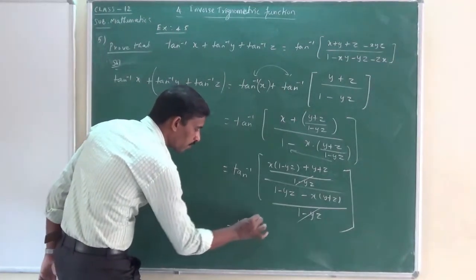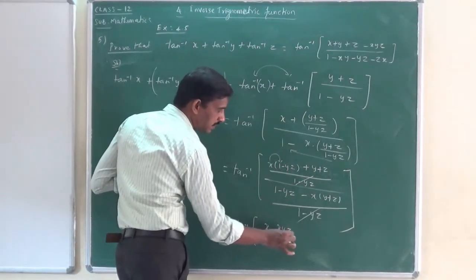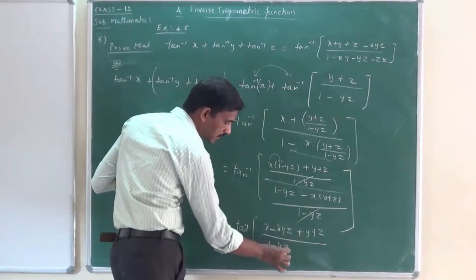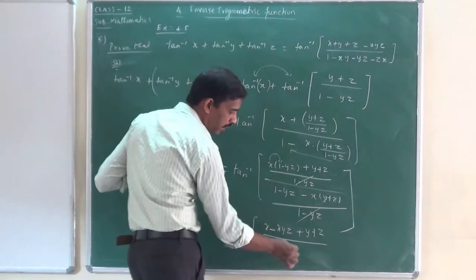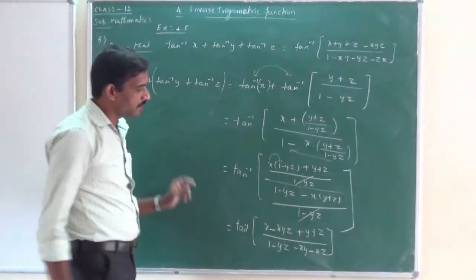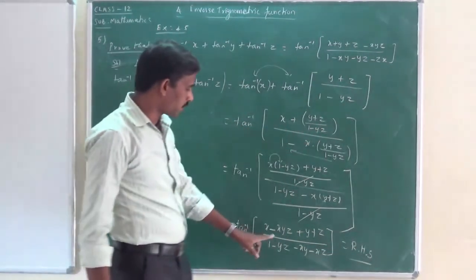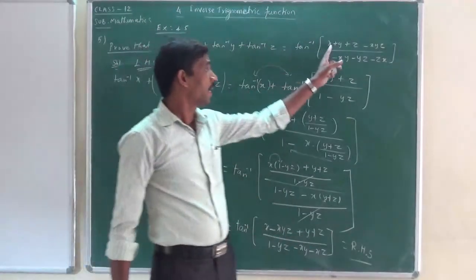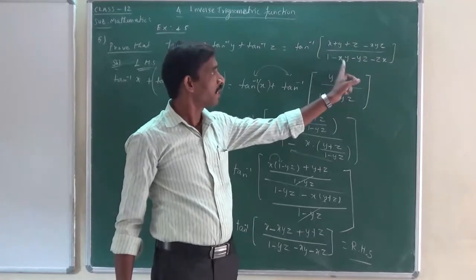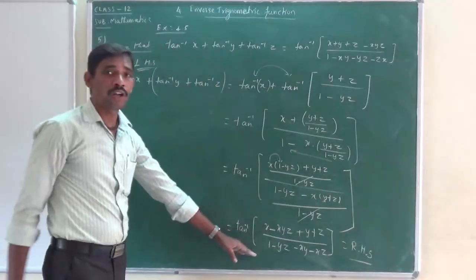Then numerator: x minus xyz, plus y plus z divided by 1 minus yz. Multiplying with minus x into y plus z, we get minus xy minus xz. Okay, so this is nothing but, taking LHS, finally getting RHS. So x plus y plus z minus xyz, you see x plus y plus z minus xyz, and denominator 1 minus xy minus yz minus xz, the same way, 1 minus xy minus yz minus zx. Here the order should be altered but the value is the same. So LHS equal to RHS.